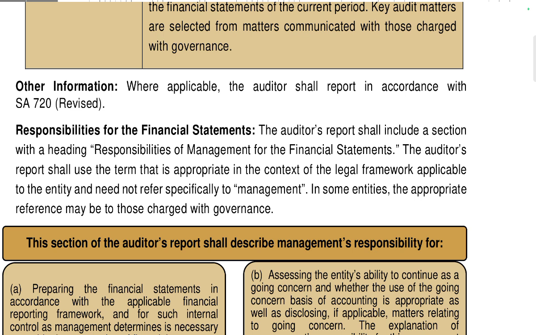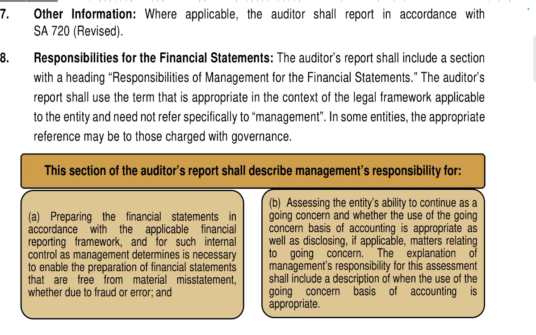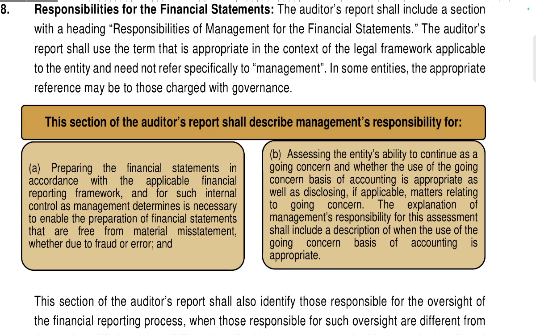Where applicable, the auditor shall report as per SA 700, which provides for the responsibility for the financial statements. The auditor shall include a section with the heading responsibilities of management for the financial statements. The auditor's report shall use the term appropriate in the context of the legal framework. The entity need not specify the management; these entities may make appropriate reference to those charged with governance. This section of the auditor's report shall describe management's responsibility for preparing the financial statements in accordance with the applicable financial reporting framework, and for the internal control that management determines is necessary to enable the preparation of financial statements that are free from material misstatement, whether due to fraud or error.